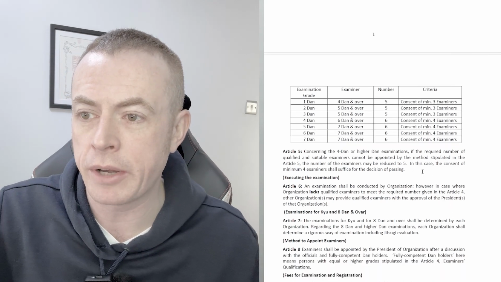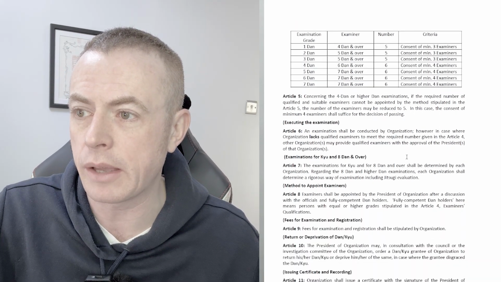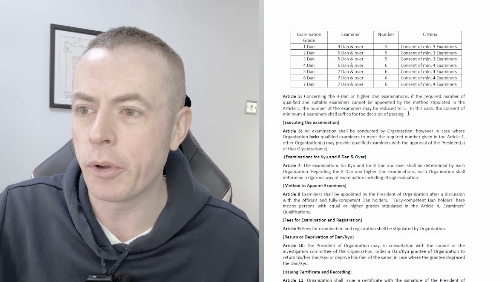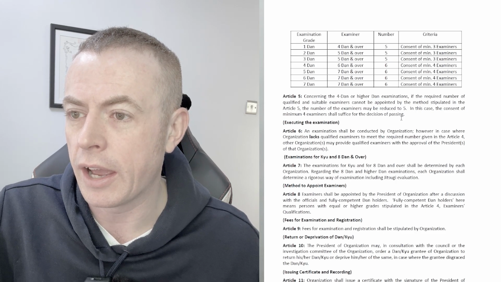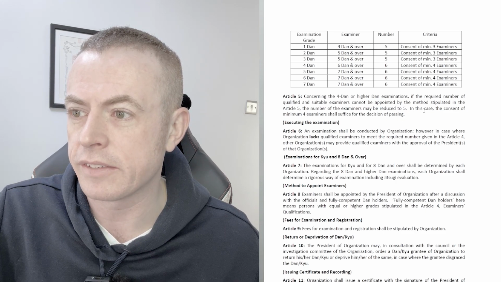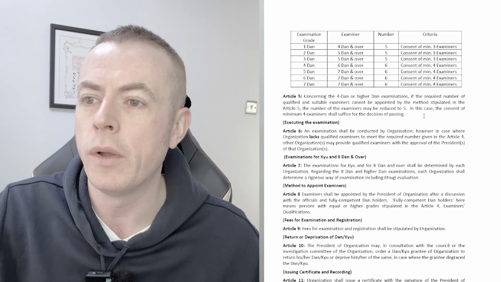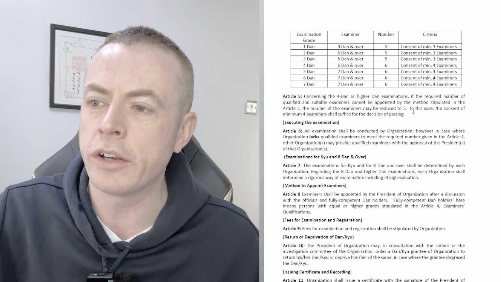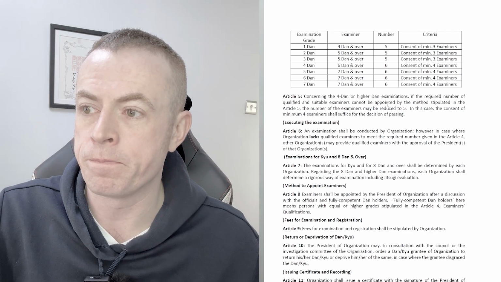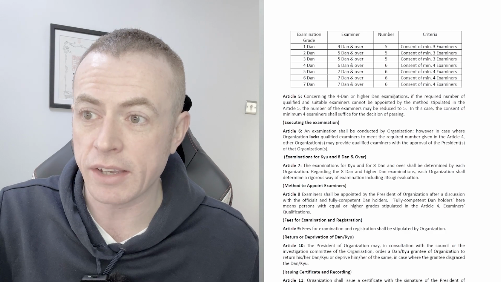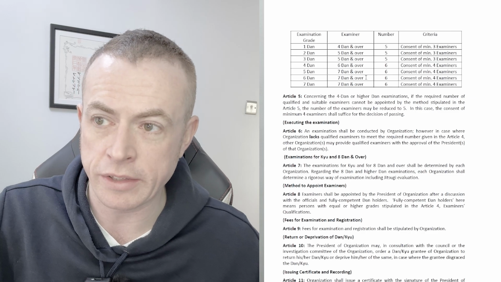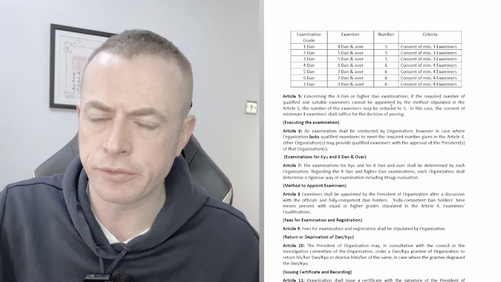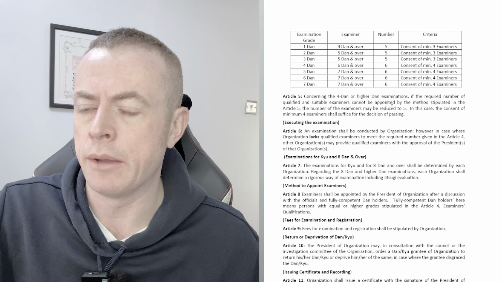Concerning 4th Dan or higher examinations, if the required number of qualified and suitable examiners cannot be appointed by the method stipulated in Article 5, the number of examiners may be reduced to 5. In this case, with the consent of the examiners, a minimum of 4 shall suffice for the decision of passing. So what that means is if they can't get 6, like 7th Dans together or 6th Dans together, they can get 5, but you still need 4 to pass you. All right, is what they're saying.